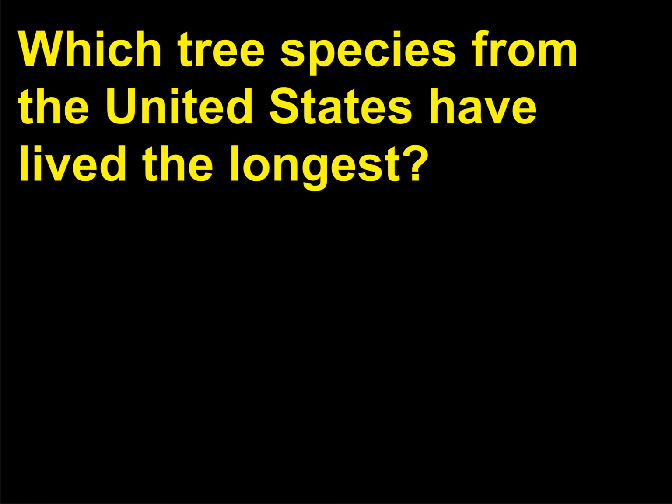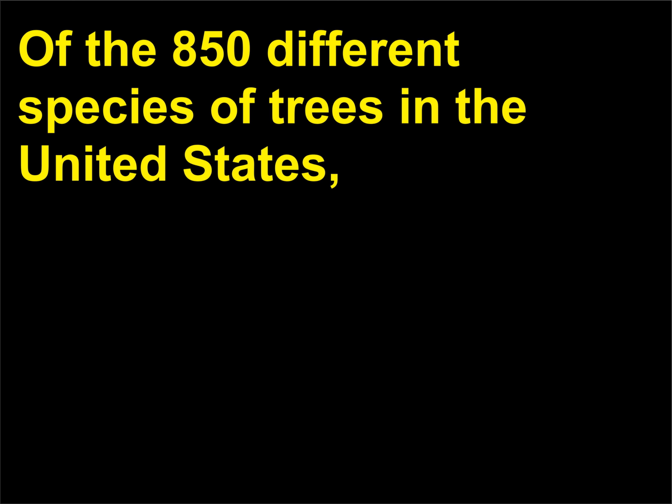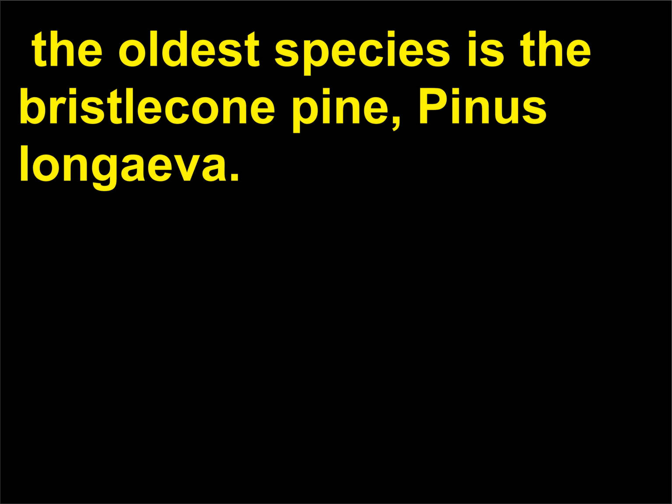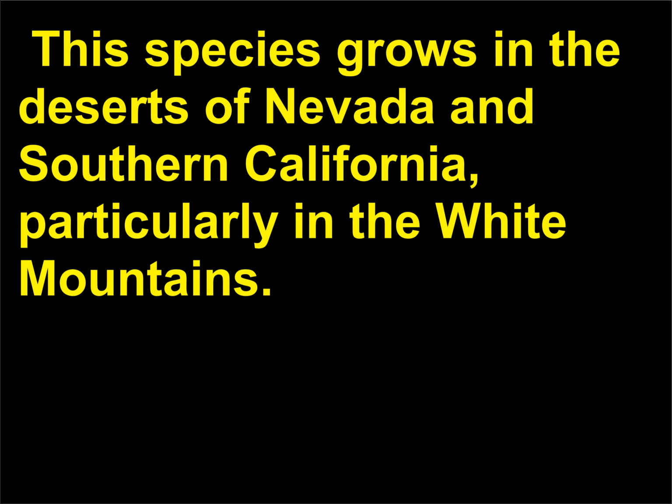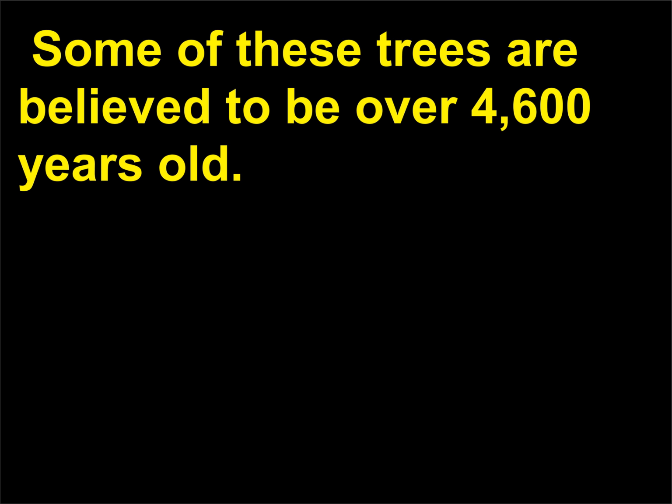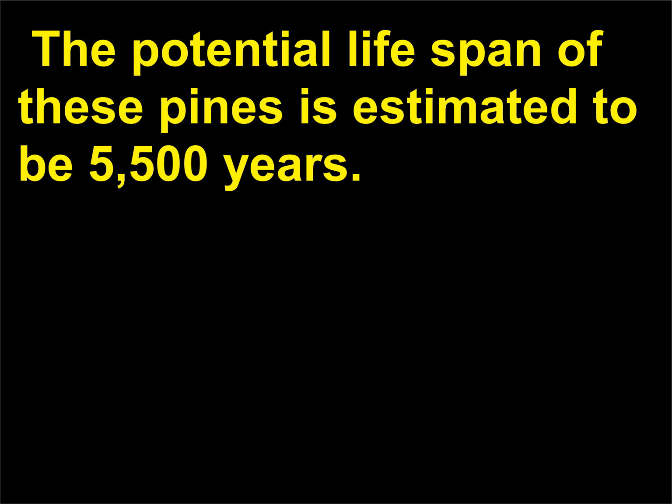Which tree species from the United States have lived the longest? Of the 850 different species of trees in the United States, the oldest species is the bristlecone pine, Pinus longeva. This species grows in the deserts of Nevada and Southern California, particularly in the White Mountains. Some of these trees are believed to be over 4,600 years old. The potential lifespan of these pines is estimated to be 5,500 years.